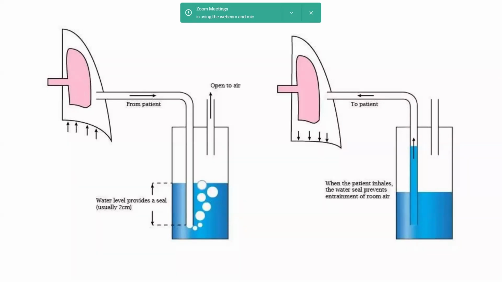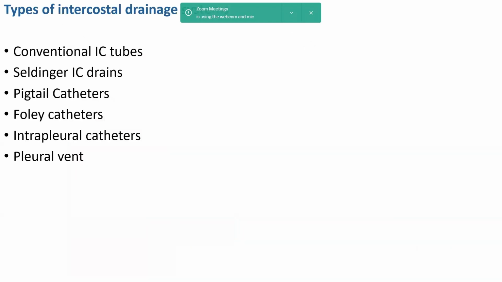During inspiration, when the interpleural pressure becomes negative, this water column will go up to the level of the interpleural pressure. But it won't go back further because there will be a significant gravitational effect with the height of the bottle and the patient. So this water column will go up, but there won't be any air going in because of the water column. So it will prevent accumulation of air or developing a pneumothorax.